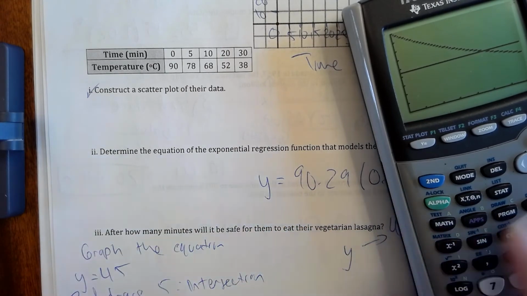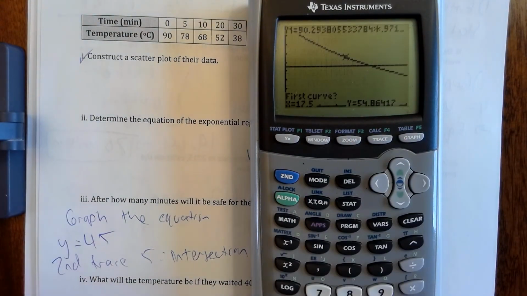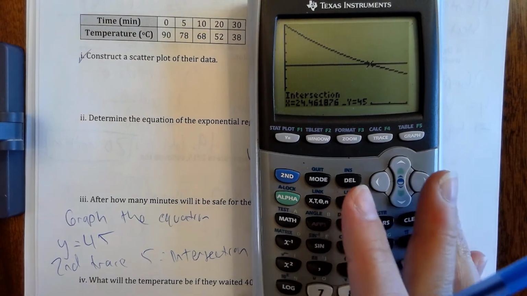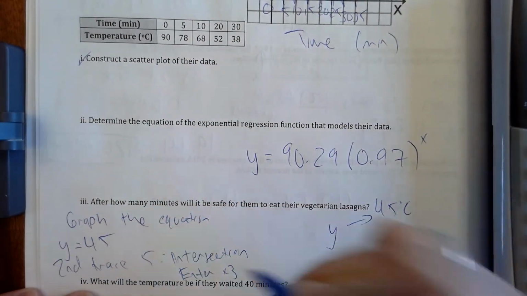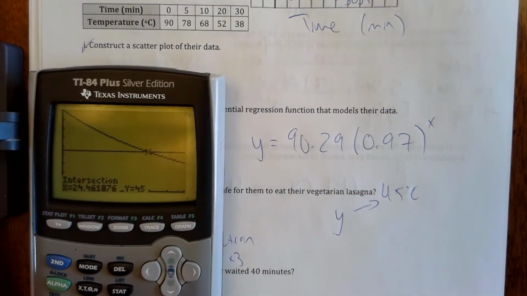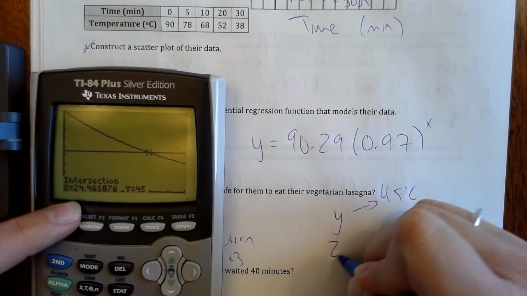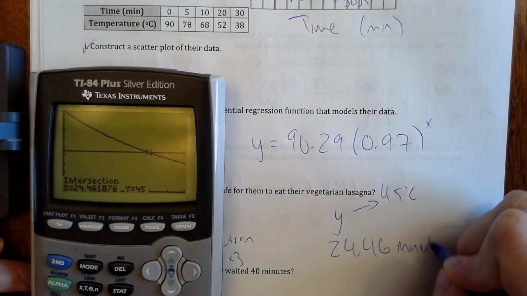And then I think we have to hit enter 3 times, but I can't remember that exactly. So let's try it. Enter, enter, enter. Yeah, 3 enters. And then there's our value. So enter times 3. And here's my value. So when it's at 45 degrees, it has taken 24.46 minutes.